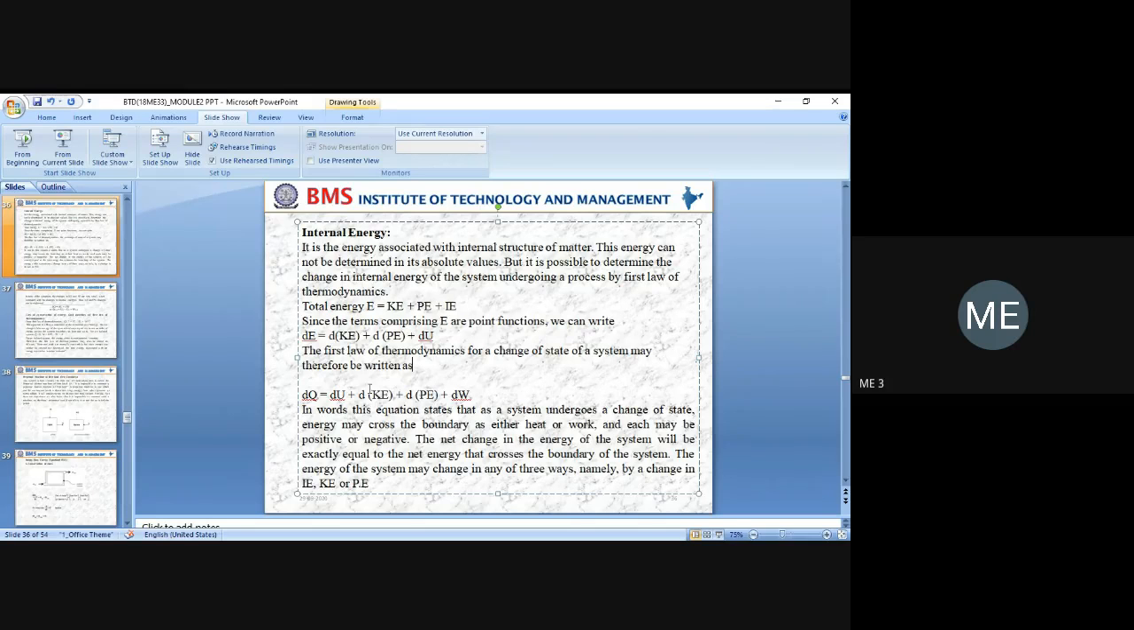Only two things you have to take into consideration, kinetic energy plus potential energy. So this is the total energy: dE equals dKE plus dPE plus dU. And this second equation is related only to the first law of thermodynamics, that is, dQ equals dU plus dW, and you have to add the kinetic energy and potential energy of the molecules.